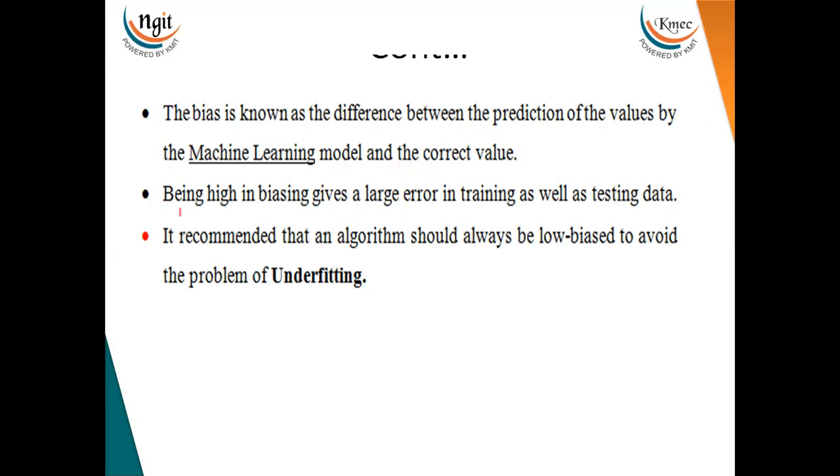When you have high bias, it indicates a large error. It means your model is not trained properly as well as not tested properly. Your model fails in both phases, the training phase as well as the testing phase. This concept is known as underfitting. So the error we get because of bias is called underfitting.